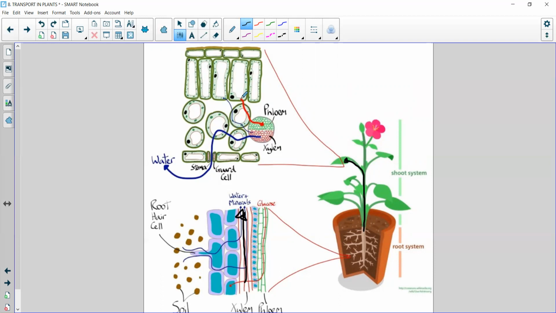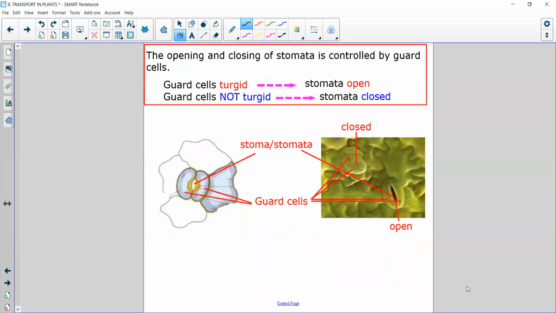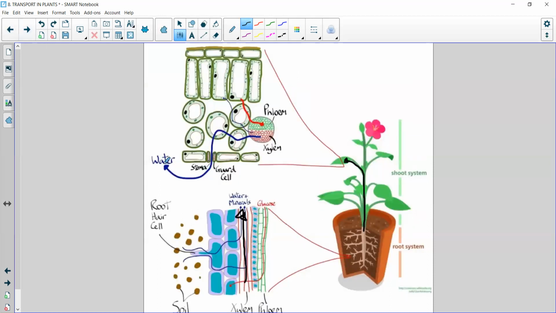Now, we'll talk more about their role in a minute, but some of that water also evaporates out of these tiny pores that I was talking about called stoma. So we can see another picture of them here. Here is our stoma. That's that tiny little pore in the plant leaf. And water is evaporating out of that.